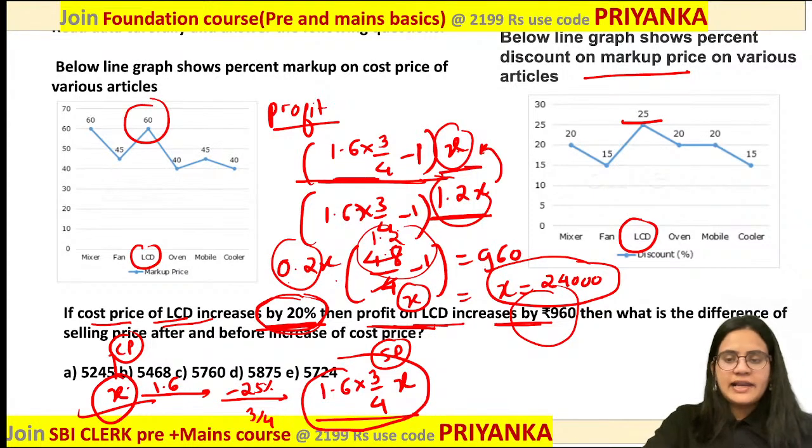Okay, perfect one. So we have calculated the x value, that is the cost price value, as 24,000.